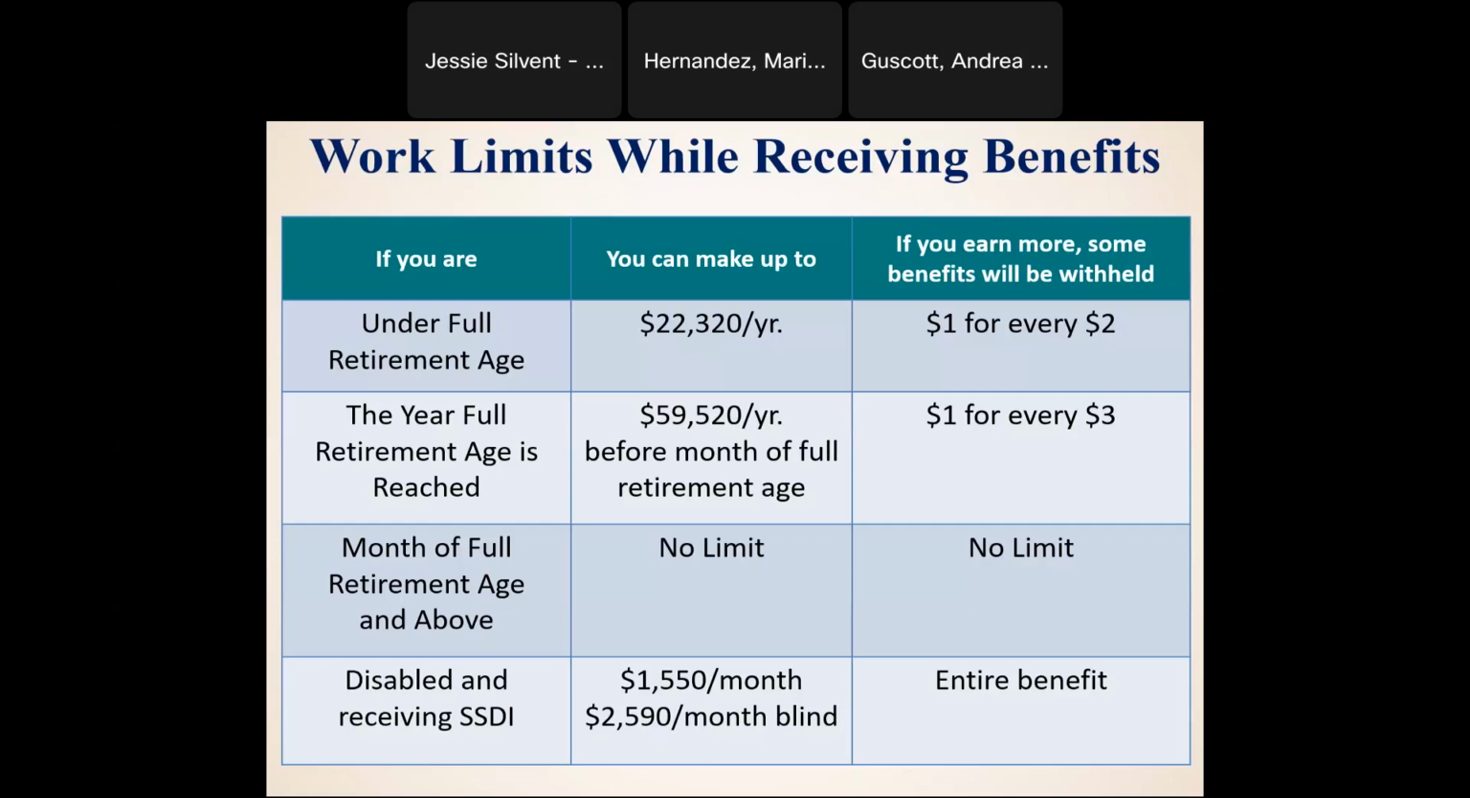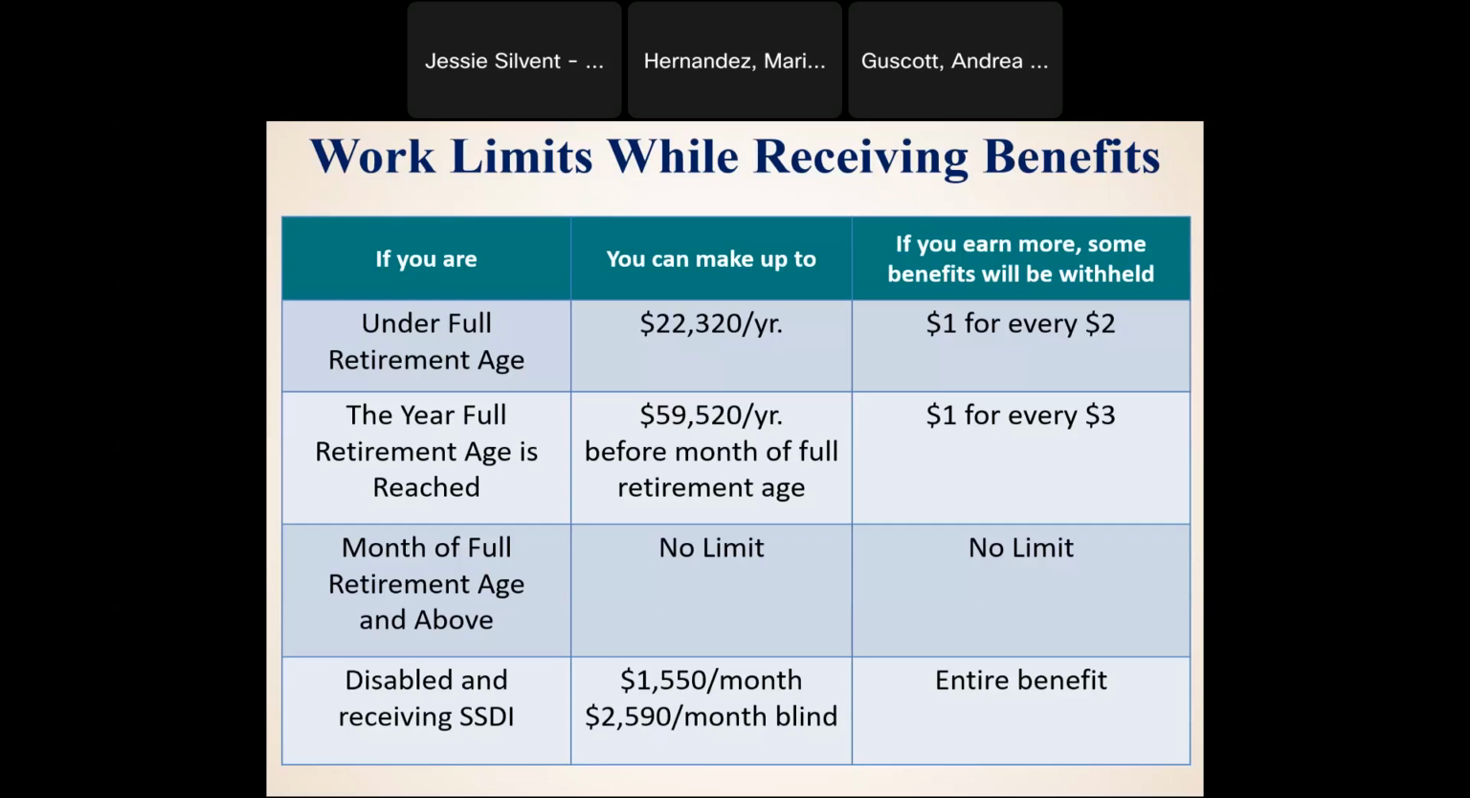If they exceed that limit, Social Security will withhold $1 back for every $3 over that limit they earn. And then once a person reaches their full retirement age, there's no cap or limit to their earnings, so they can make whatever they like, and they're still eligible for that payment.